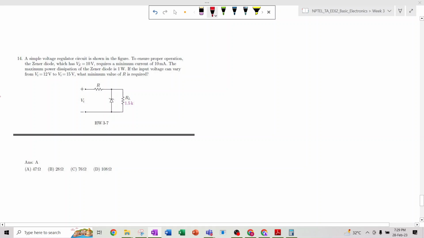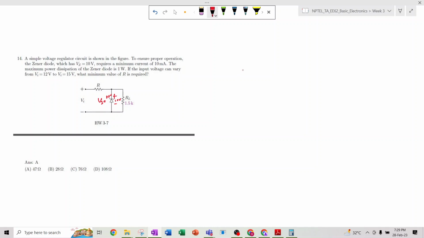So this is a circuit of a voltage regulator. Here we are applying an input voltage. A simple voltage regulator circuit is shown in the figure, and to ensure proper operation, the voltage across the Zener diode, VZ, is 10 volt. That means this terminal should be plus, this terminal should be minus, right? It is 10 volt, and it requires a minimum current of 10 milliampere.